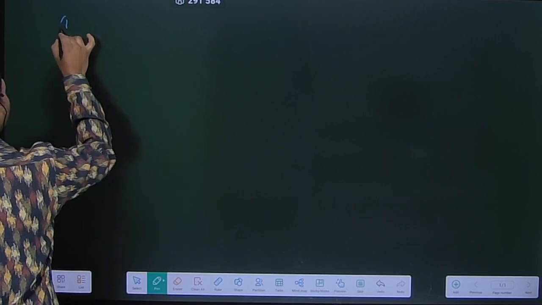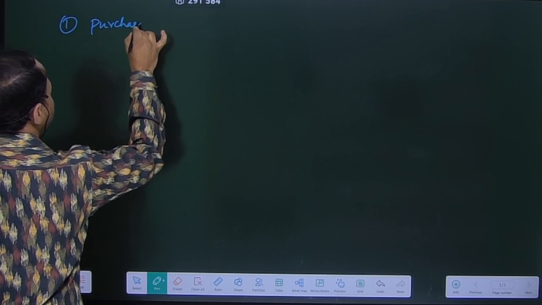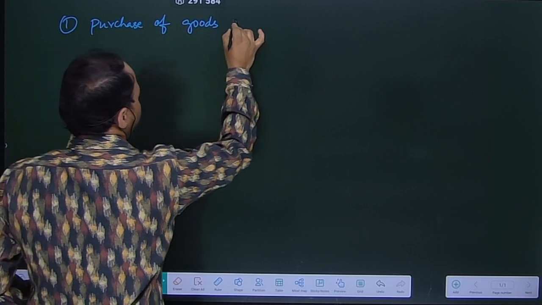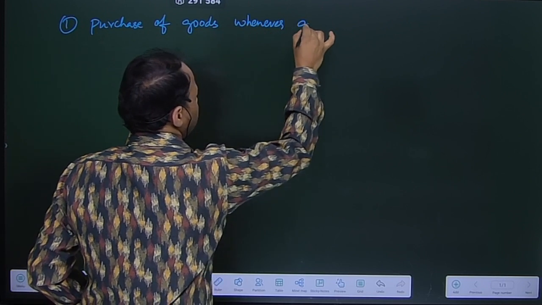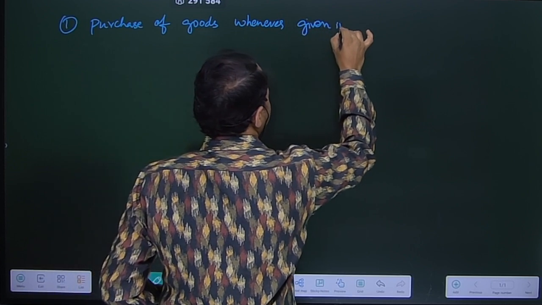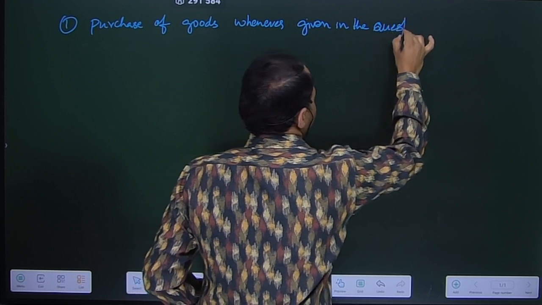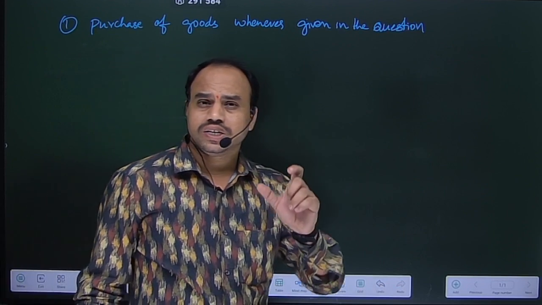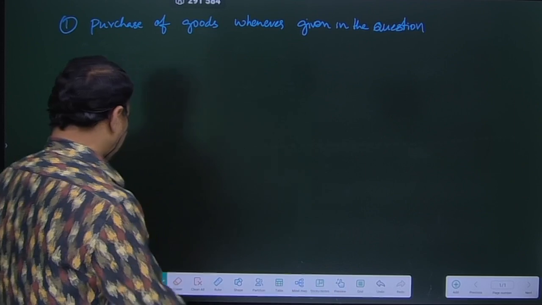Now the first trick is: always remember, purchase of goods, whenever given in the question. Purchase of goods, whenever given in the question, purchases you have to write on the debit side, and the other aspect you have to write on the credit side.